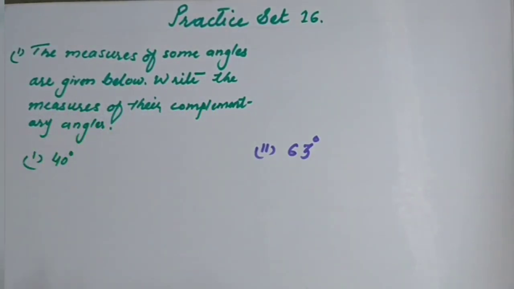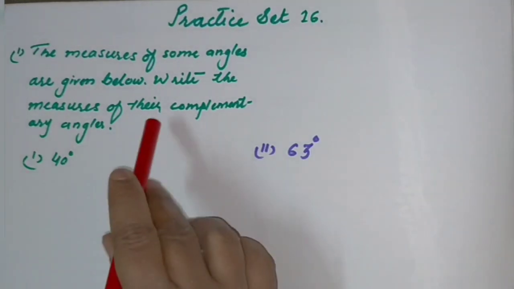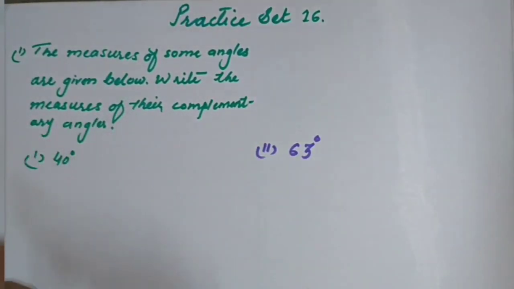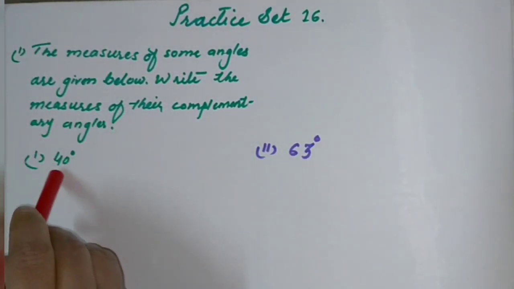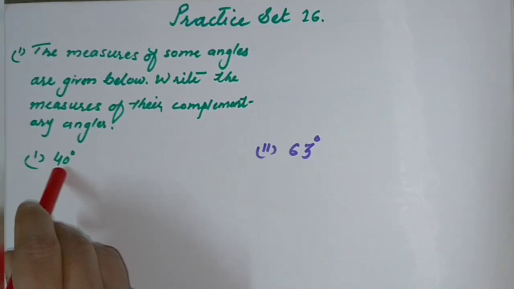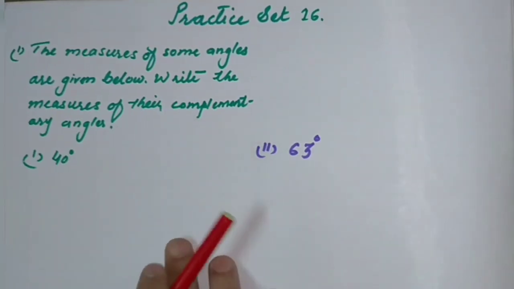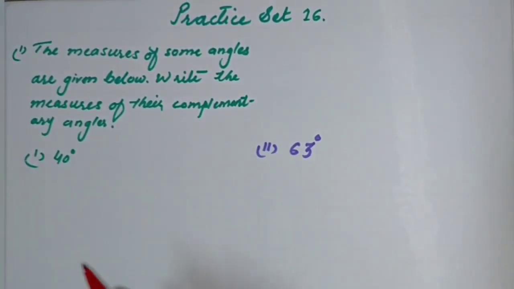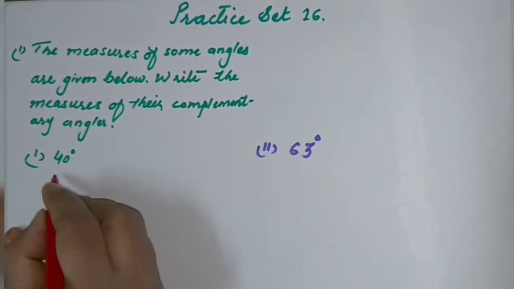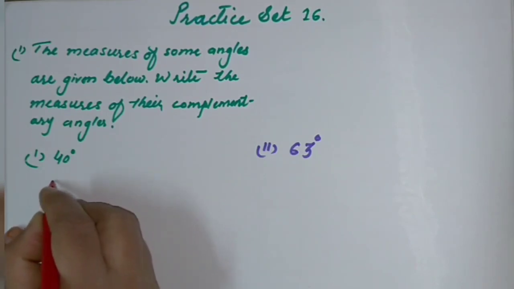In my PPT video, I explained what a complementary angle is. When the sum of two angles is 90 degrees, then they are called complementary angles. Okay, now here the measure of one angle is given, that is 40 degrees. Then we have to find the measure of its complementary angle.